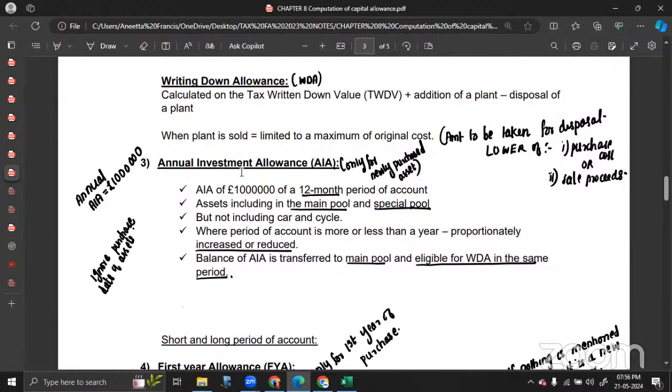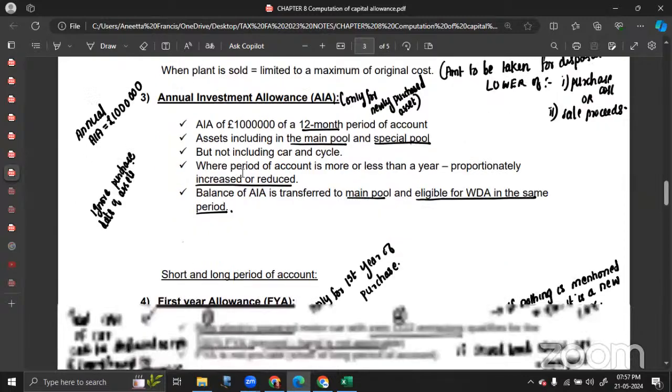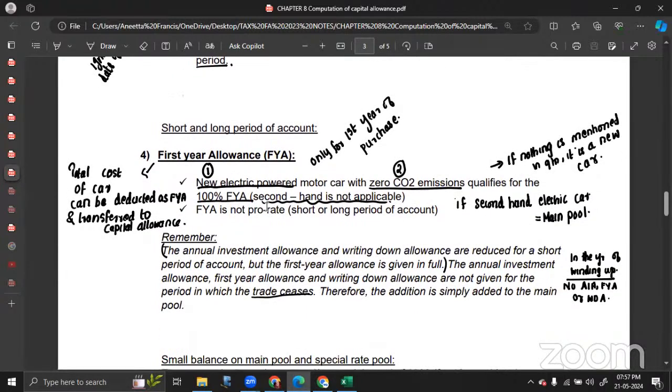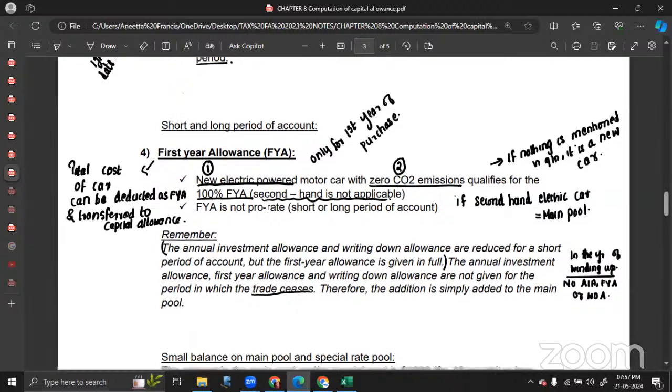Now keep in mind AIA. For main pool and special pool items, there is something known as AIA. For 12 months, it is 1 million. This is only eligible for plant and machinery. Anything except car and cycle is eligible for AIA. So what happens is first 1 million of the expenditure will be written off in your capital allowance column. Then you have FYA. FYA is available for new electric car. The 100% amount is written off in your capital allowance.